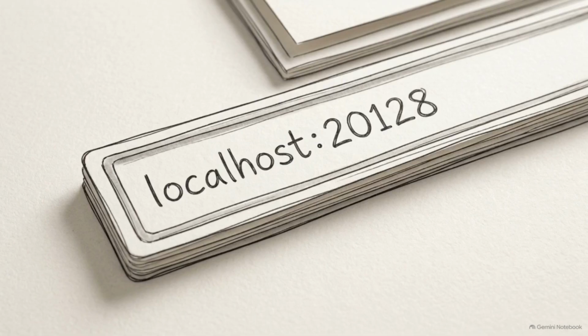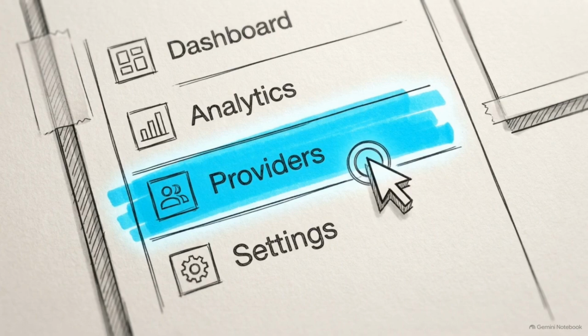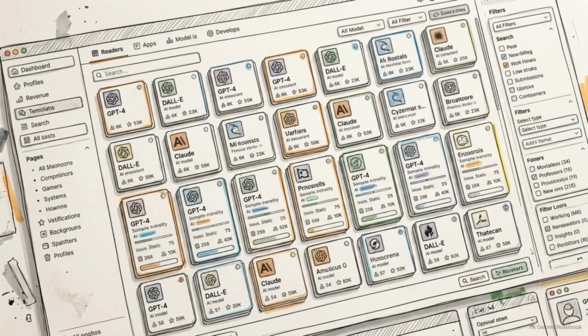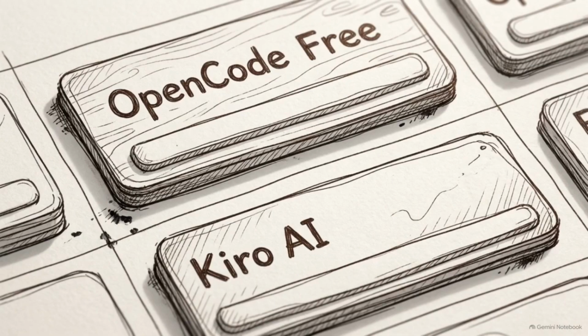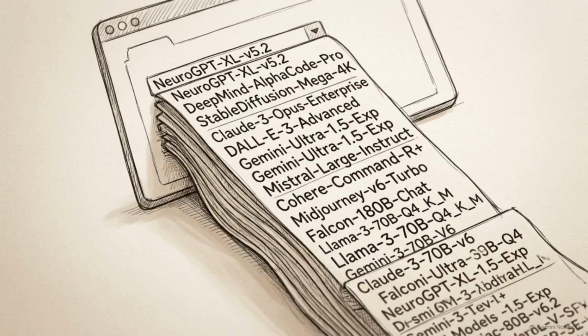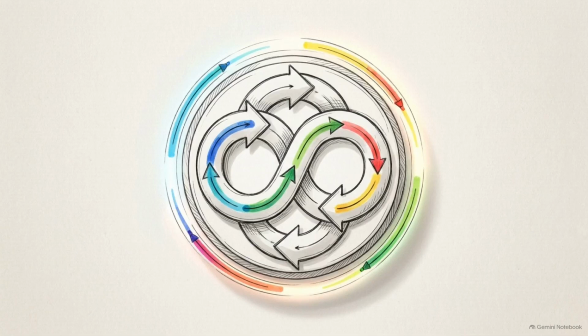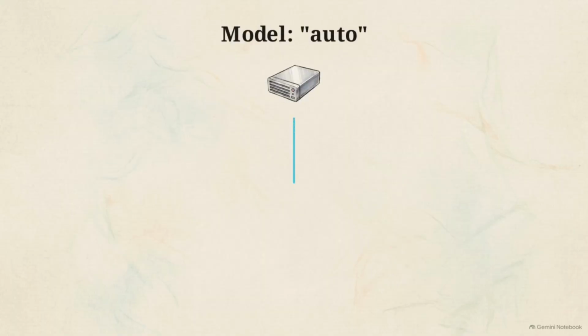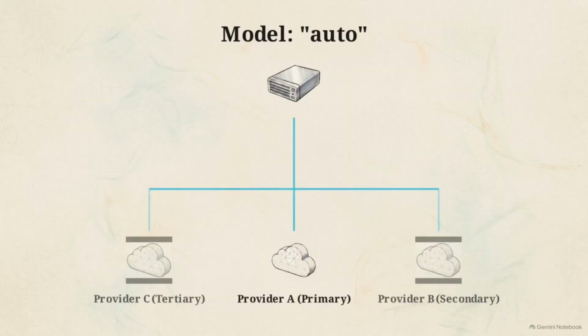Type localhost:20128 into the address bar to access your new OmniRoute dashboard. Navigate to the Providers tab. Here, you connect free models like OpenCode Free or Kiro AI. Select them to activate instantly. Instead of manually choosing a specific model every time you code, OmniRoute uses a concept called auto-combo routing. You tell the system to use auto, and it dynamically manages the traffic for you.